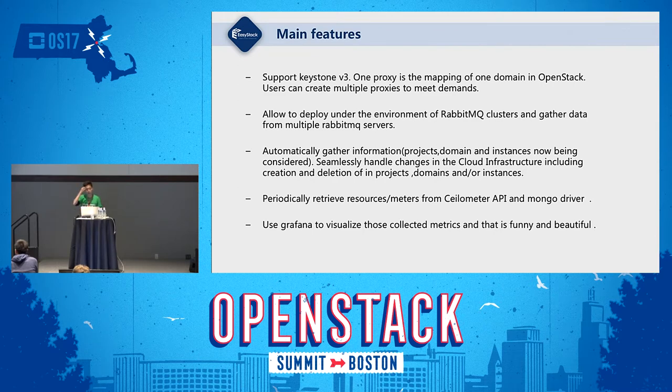And we also check the instance list at the first run, or even every polling cycle, to sync OpenStack information to Zabbix. ZCP can retrieve resources or metrics from the Ceilometer API or MongoDB driver and publish them to Zabbix. Also, we can use GraphNet to show those metrics, just to make it look better.